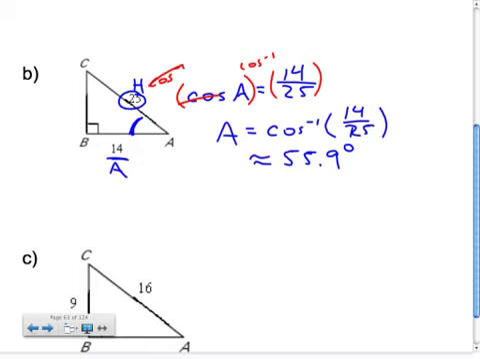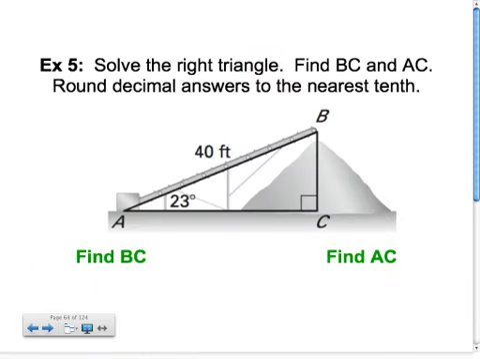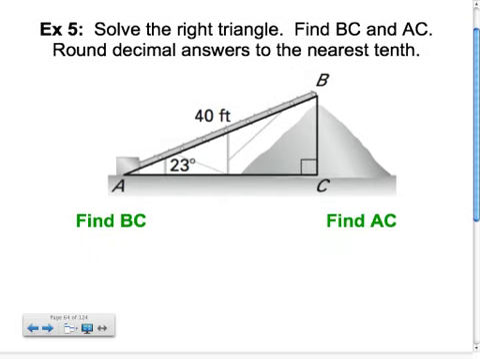All right, again, part C is there for you to take a look at and just practice on your own. Any issues you have, bring them to class and we'll get those questions answered. Now we're going to start getting into more application type problems, story problems, word problems. We're going to see a lot of word problems the next couple days. So it says solve the right triangle, find BC and AC, and round decimal answers to the nearest tenth.